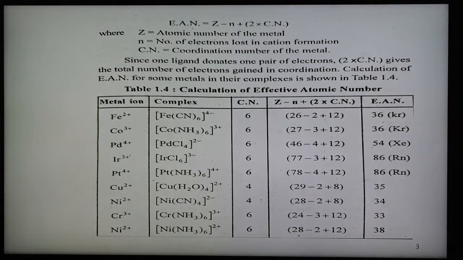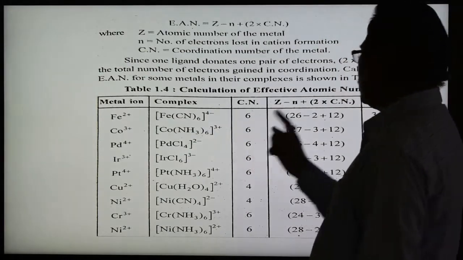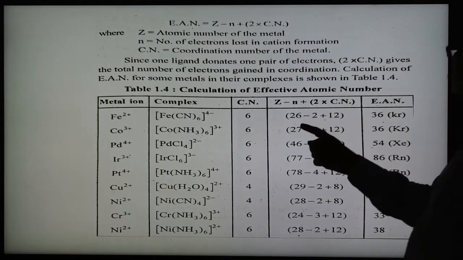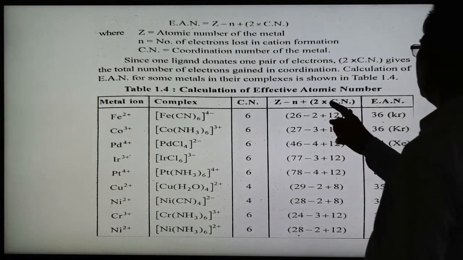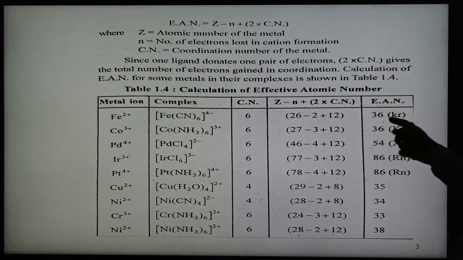So Fe has plus 2, that is 2 electrons are lost. So Fe has 2 plus charge, and 2 electrons are lost here, and then 2 into Cn, where Cn is the coordination number. So this is 2 into 6, that is 12. In this way, 26 minus 2 plus 12 equals 36, and this is the atomic number of krypton, a noble gas element.